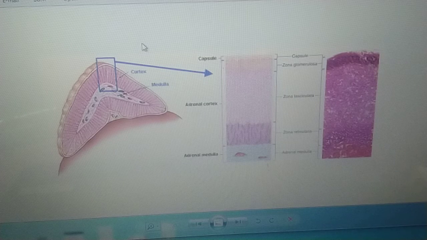Therefore, it increases the level of amino acid in the blood. A third effect of cortisol is to stimulate the breakdown of fat in the adipose tissue and release fatty acids into the blood. Thus, cortisol has an anti-insulin effect. Okay, now it also helps in reducing pain.